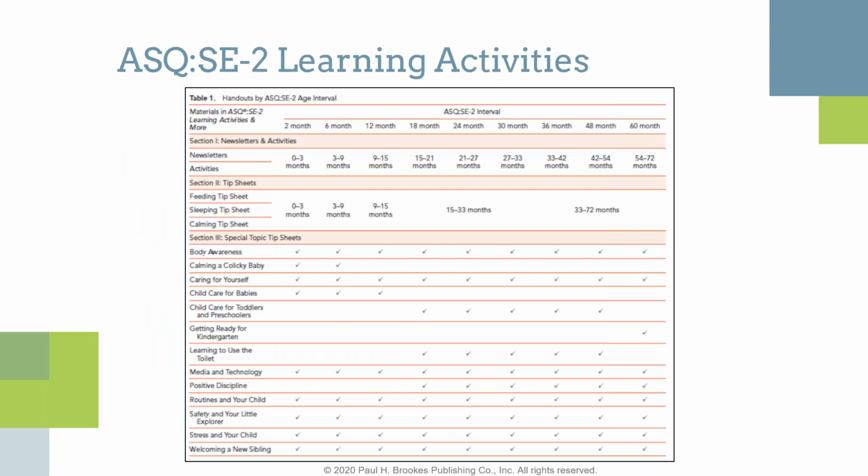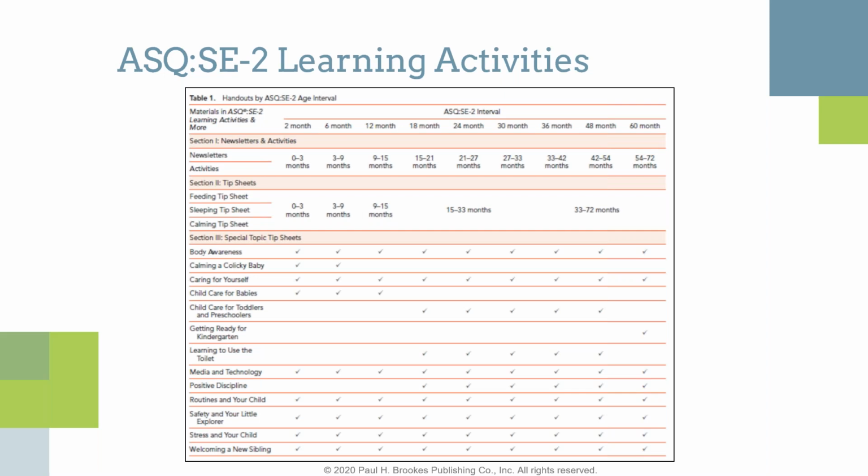This is a grid, so it just shows you how these learning activities are organized. If you look to the left, those are the different options of all the different resources that are in the learning activities. Then you can look at the questionnaire intervals across the top: 2 months, 4 months, 12 months. So if we look at 12 months, you can see there's a newsletter that spans that age. It goes from 9 to 15 months. Then you come down. At 9 to 15 months, we have feeding, sleeping, and a calming tip sheet.